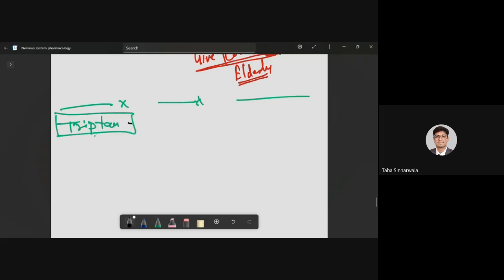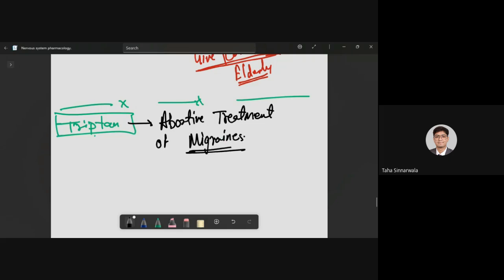Triptans are actually one of the few medications which can help in the abortive treatment of migraines. Now, why is this so important? Why do you think so? Why is it important to find abortive treatments for migraines? Because migraines are very painful and they're very bad.